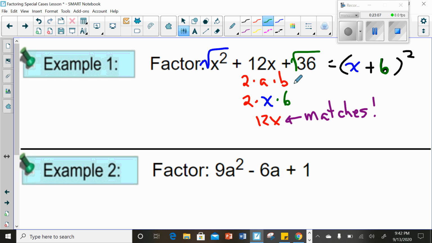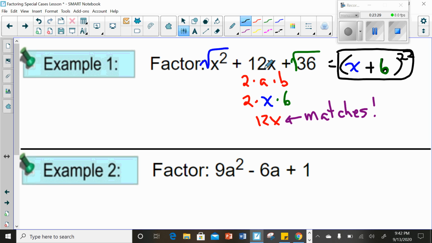And then that's it. Technically there's no work other than to determine, let me move that 2 down to here. It's not enough to just say, oh, these are perfect squares. You have to test that middle term, because what if the middle term had been 6x? Then it would not have matched this 2ab. It would have just been ab. So you have to be really careful and make sure that that middle term matches.